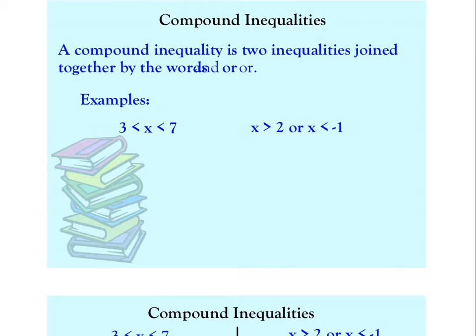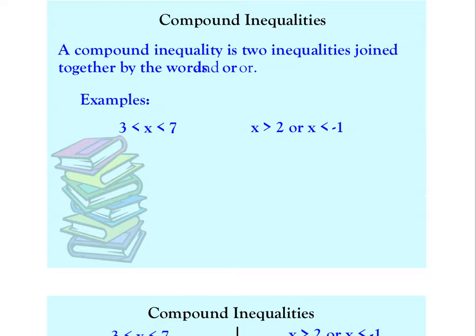All right, compound inequalities. I think they should be new for you guys. Some of you might have seen it before, but it's kind of a new concept. All it is is taking the inequality sign and putting two of them within the same problem. So a compound inequality is two inequalities joined together by the words and or or. You'll always see and or or.